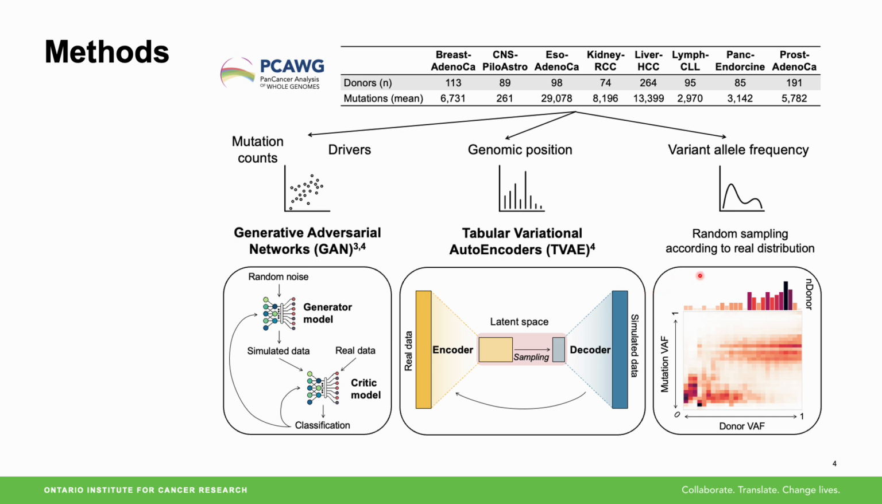Finally, since the variant allele frequency is related to sample purity, we randomly select frequencies according to the real distribution in patients. For example, if a simulated donor has a low variant allele frequency, they will have more mutations with lower frequencies as well.